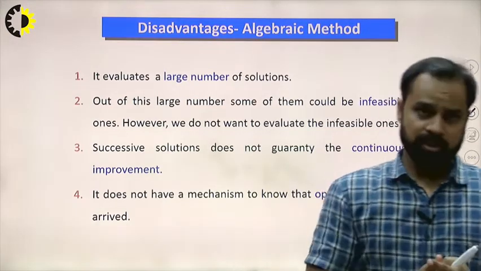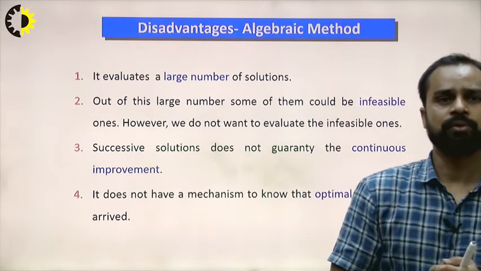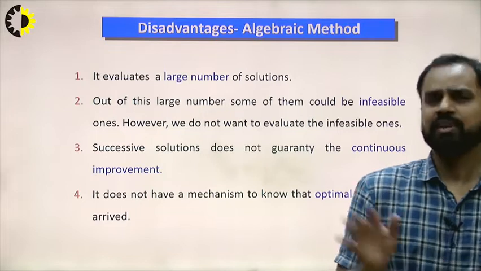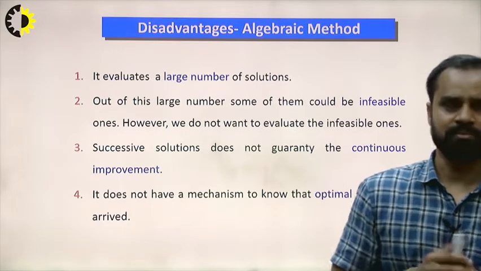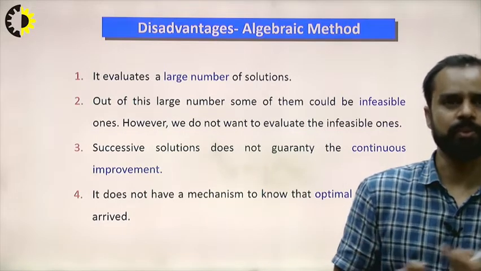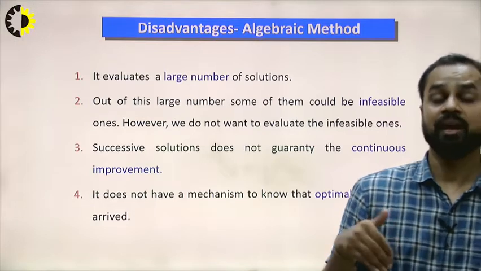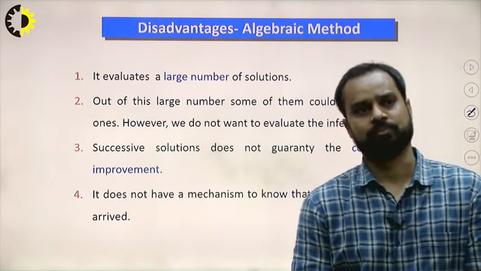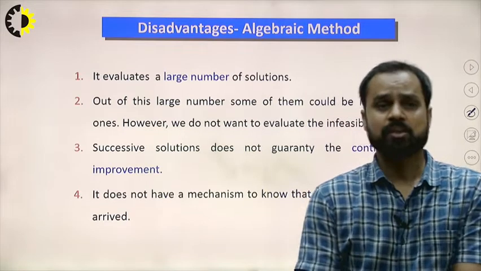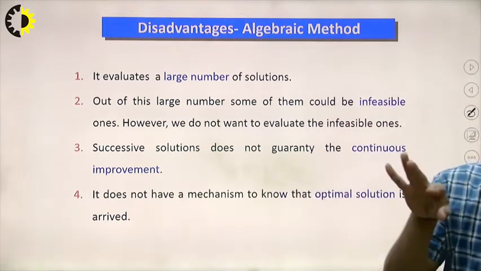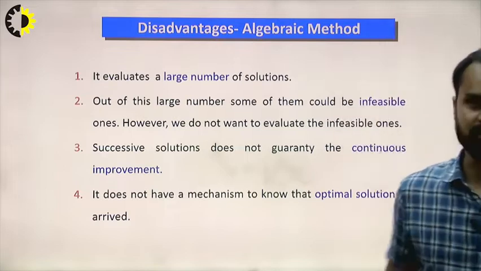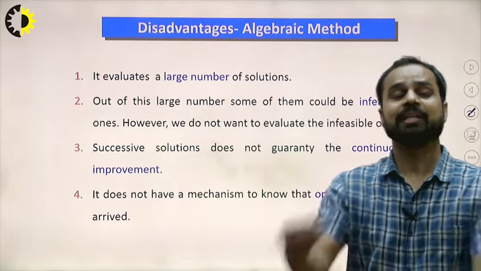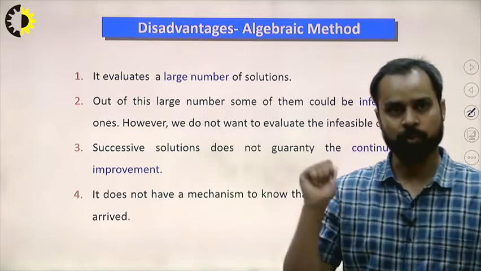And out of the large number of solutions, some of them could be infeasible ones. And we are not interested in infeasible solutions. And also the successive solutions do not guarantee continuous improvement. And also it does not have any mechanism to tell us that we have reached the optimal value, unless we solve the complete set of combinations of the problem.